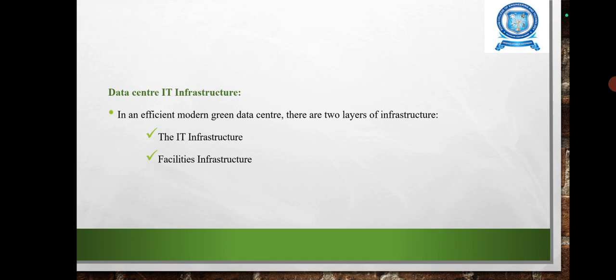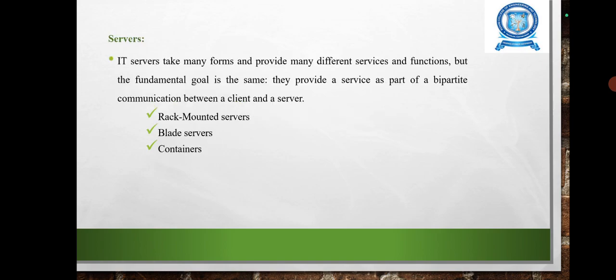Next one, data center IT infrastructure. In an efficient modern green data center, there are two layers of infrastructure: the IT infrastructure and the facilities infrastructure. By IT infrastructure, we mean the server technology, networking systems and storage provided within a typical data center. That means the role of networking within the data center, the role of storage and the type of storage provision. The next one is servers.